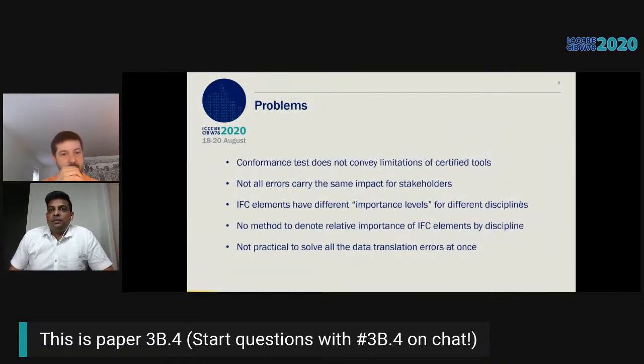However, conformance tests do not convey the limitations of the certified tools, and users think it's 100% accurate. Even if the limitations could be reported, not all errors carry the same impact for the same stakeholders. For example, an error in a beam is more important for a structural engineer and is not important for a plumber. Currently, there is no method to classify IFC elements by their relative importance. And for software developers, it's not possible to solve all the problems at once.